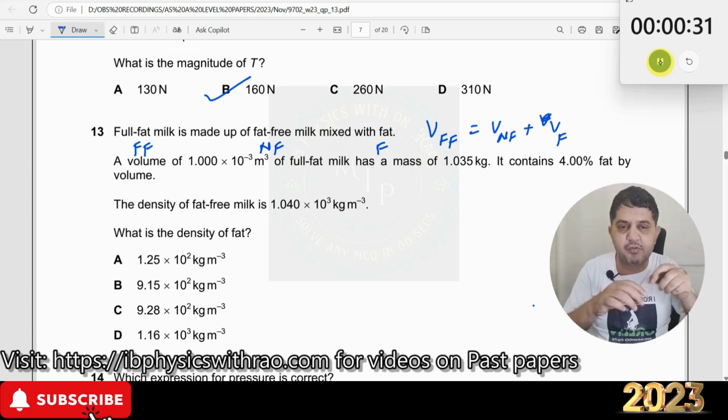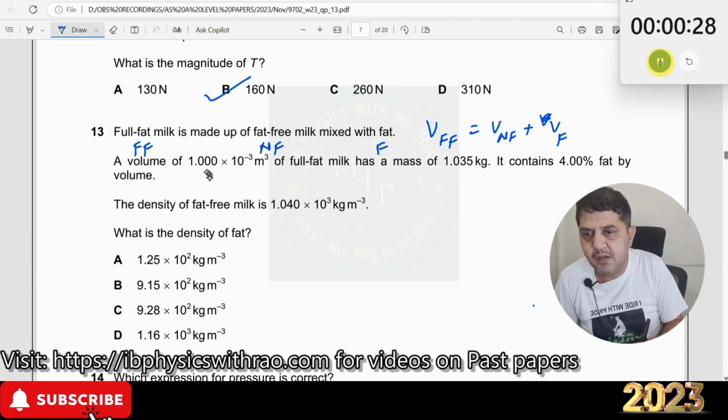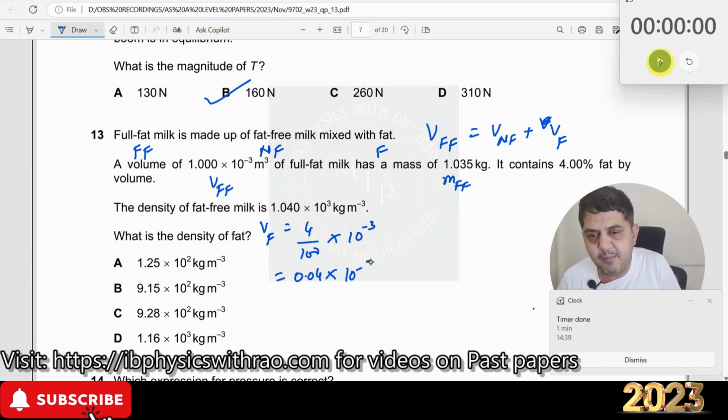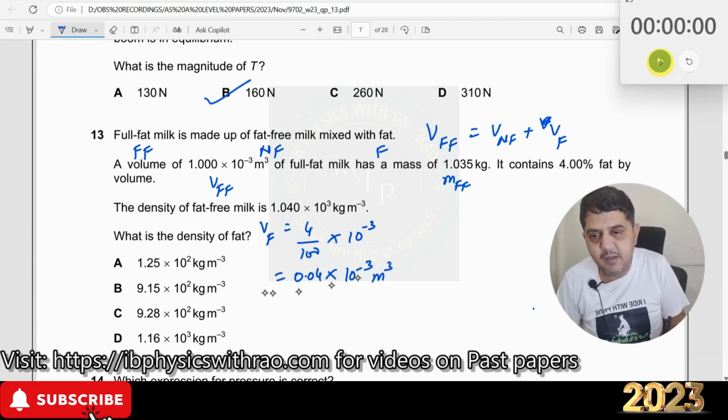We have mixed two solutions and got the full fat milk. The volume of full fat milk has a certain mass. So what is given here? VFF is given, MFF is given to you. It contains 4% of fat by volume, which means V of fat is equal to 4 divided by 100 multiplied by 10 to the power of minus 3, because 1 into 10 to the power of minus 3 is the total volume of the full fat milk. I have multiplied 4% of it and got 0.04 into 10 to the power of minus 3 meter cube. This is the volume of the fat alone.